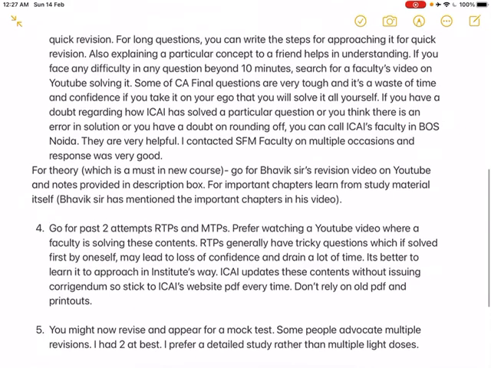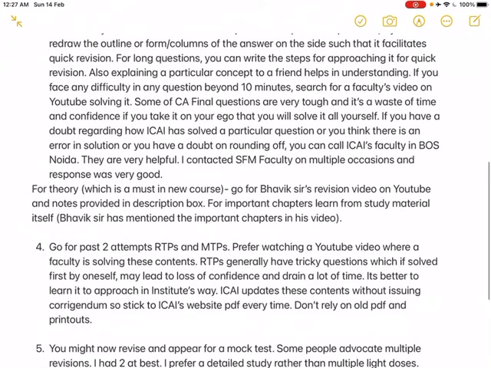Some of the CA final questions are very tough, and it's a complete waste of time and confidence if you take it on your ego that you will solve it all yourself. Because from my experience, whenever I used to do it, it would take 2 to 4 hours, and still I wouldn't be able to reach a conclusion. So it is advisable that you see a YouTube video for that.